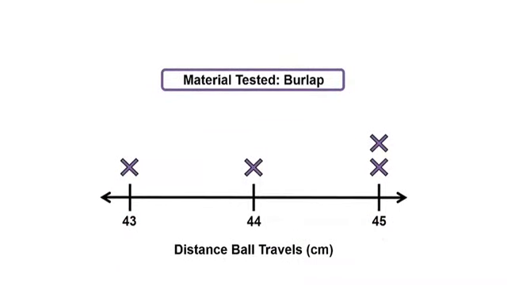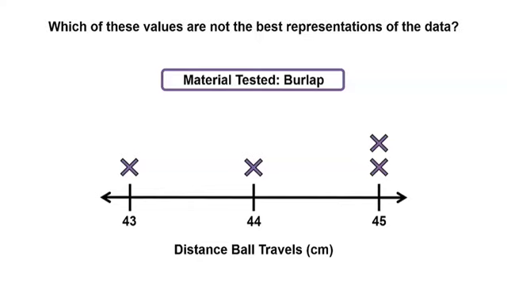Now we can analyze our results. Let's find a typical distance value. This number is the value that best represents the distance the ball traveled on burlap. How can we find the typical distance value? Well, which of these values are not the best representations of the data? Even though there are 2 X's above 45 centimeters, those tick marks are all the way at the end of the line plot. That distance does not really represent all of the data in the line plot.